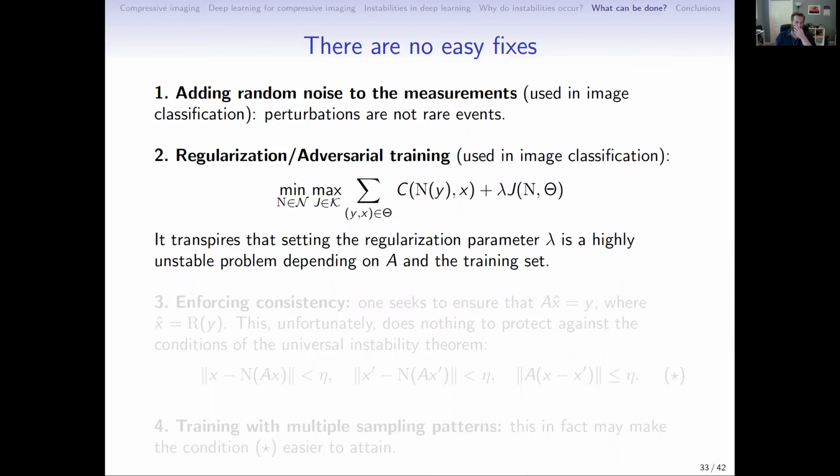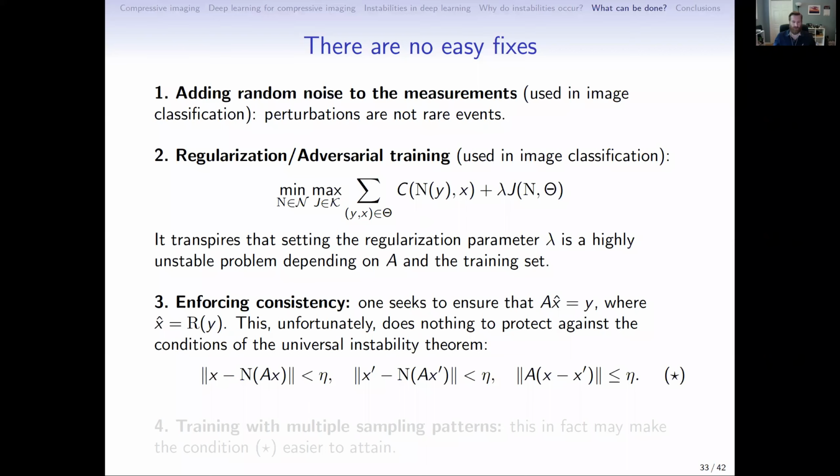This is actually something that some of the networks that I mentioned previously do. The tricky part is that setting the regularization parameter in this is a highly unstable problem in itself, one that depends on your matrix A and your training set. So it can be very delicate to set this up to get better stability. Finding the lambda to make this work effectively can be challenging.